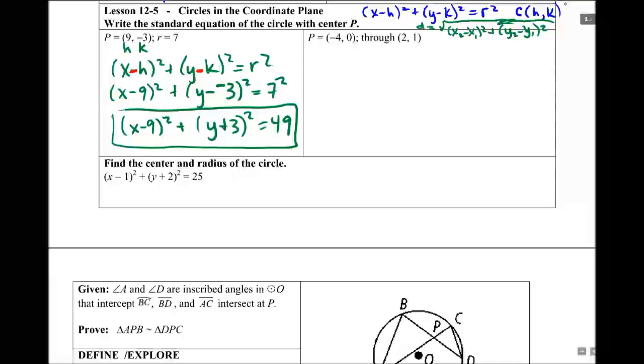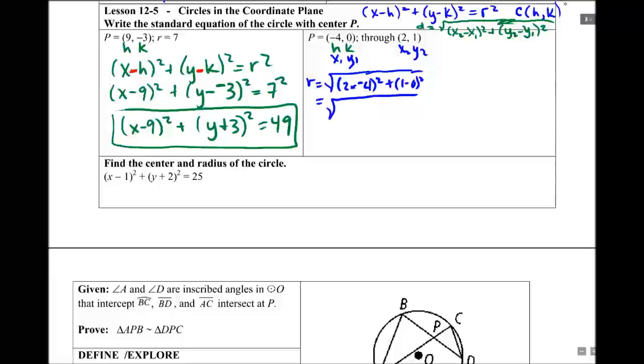Okay, the next one gives us a point through another point. Well, we have not only h, k here, but we could also call that x1, y1, and x2, y2. And we need to find r. So we use our distance formula to find r. It's the square root of x2 minus x1. That is a negative. Be careful there. Squared plus y2 minus y1 squared.